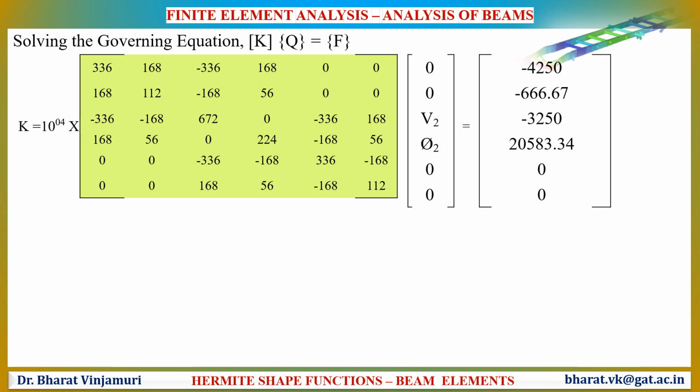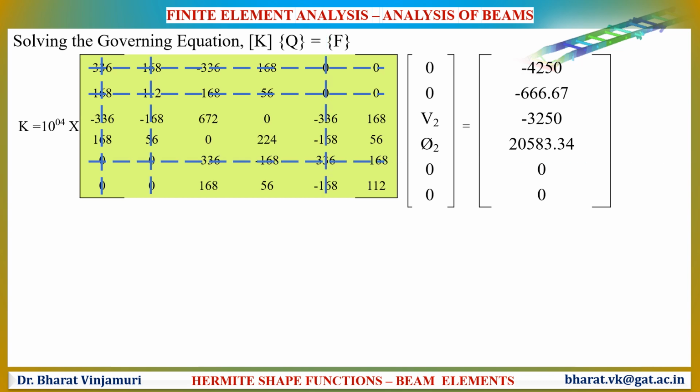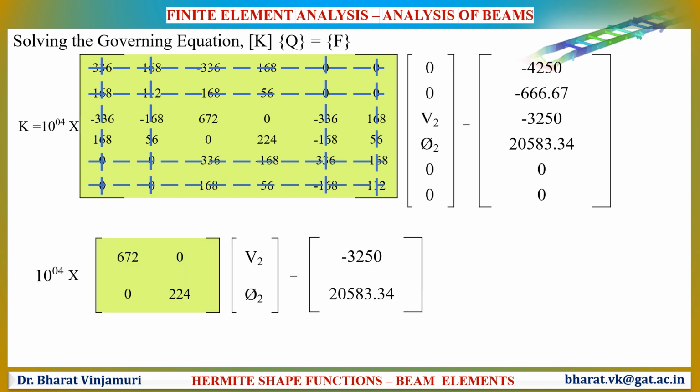The governing equation will be reduced by applying the elimination approach. First row and first column, similarly second row and second column, fifth row and fifth column, as well as sixth row and sixth column will be eliminated, and the reduced governing equation will be of this form. By solving this equation, we will be able to determine the values of V2 and phi 2.